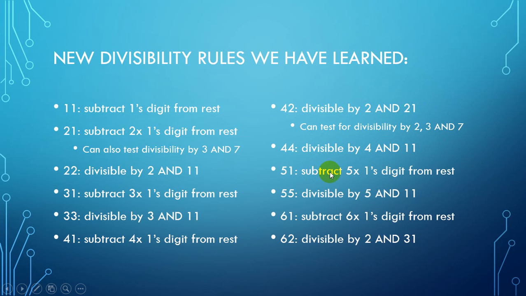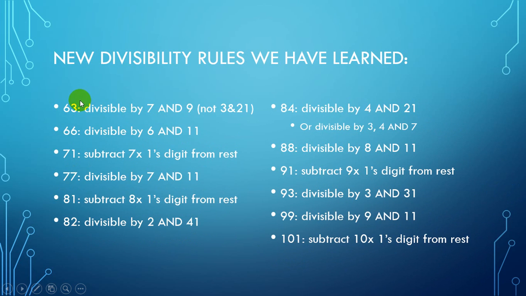For 51, subtract 5 times your ones digit from the rest. 55, divisible by 5 and 11. 62, subtract 6 times the ones digit from the rest, and then 62 has to be divisible by 2 and 31, so even and divisible by 31. 63, we already covered before, you can use divisibility by 7 and 9. You can't use 3 and 21 because 21 is divisible by 3, and so the least common multiple is not equal to 63.